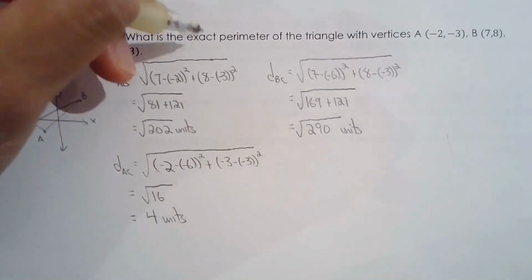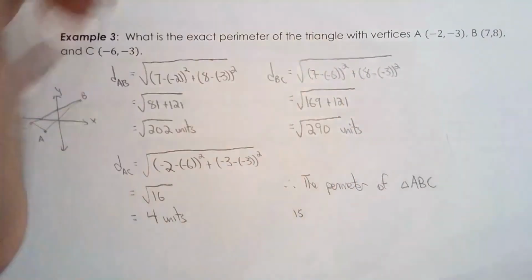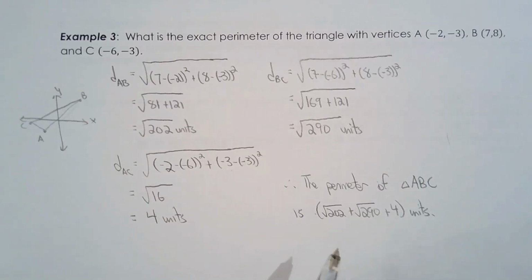They want, once again, exact. So therefore, the perimeter of triangle ABC is square root of 202 plus square root of 290 plus 4 units. Okay, so this is the perimeter of triangle ABC, and in this lesson we learned how to find the length of a line segment.